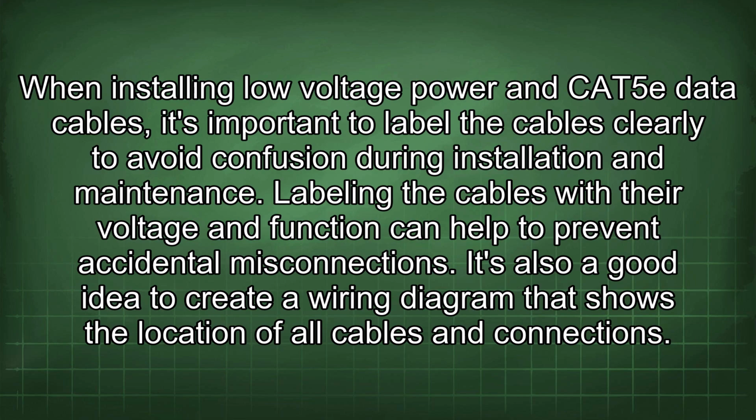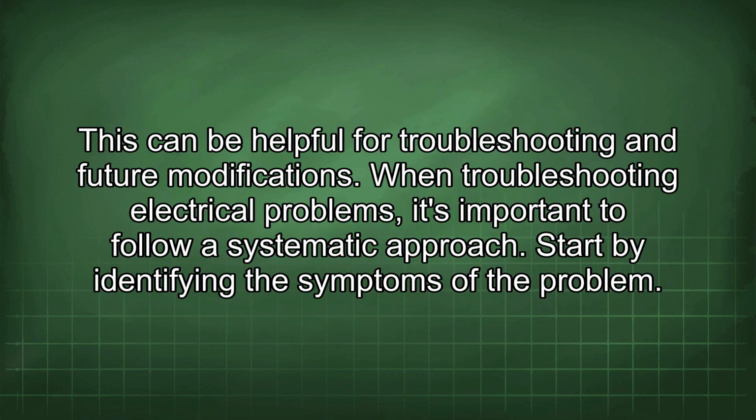When installing low-voltage power and CAT5e data cables, it's important to label the cables clearly to avoid confusion during installation and maintenance. Labeling the cables with their voltage and function can help to prevent accidental misconnections. It's also a good idea to create a wiring diagram that shows the location of all cables and connections. This can be helpful for troubleshooting and future modifications.